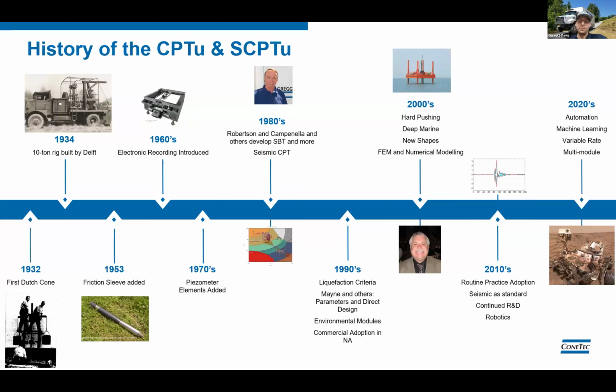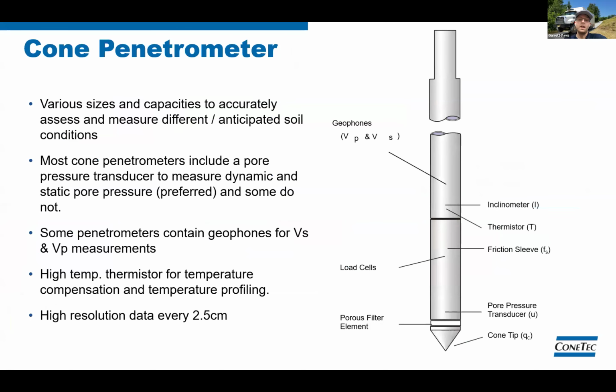Moving into the future, we're beginning to integrate automation into our test procedures and use machine learning on CPT data sets. So let's look at the components of the modern cone penetrometer. Today, the standard cone penetrometer should include sensors for tip, QC, friction sleeve, FS, and pore pressure transducer, U. The cone may also include geophones, thermistors, inclinometers. All of ConeTec's cones include the suite of sensors.